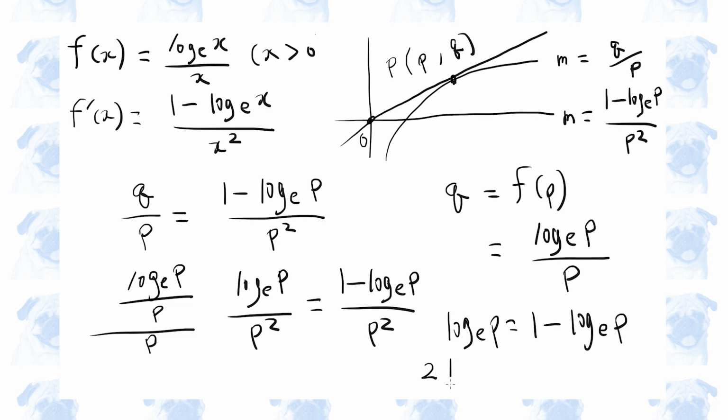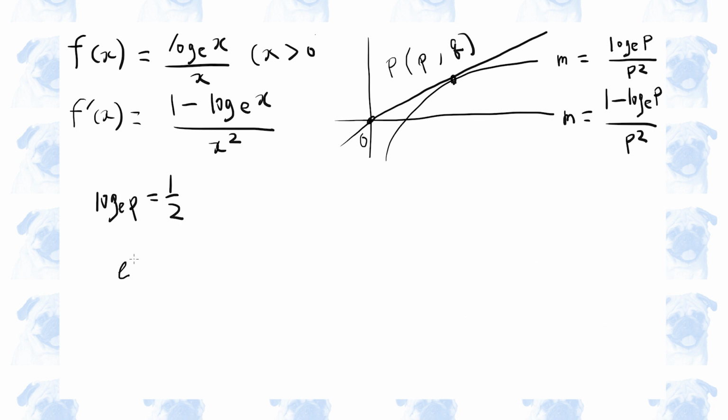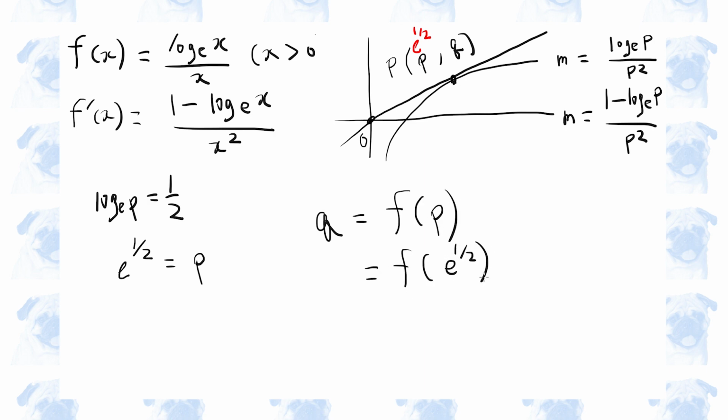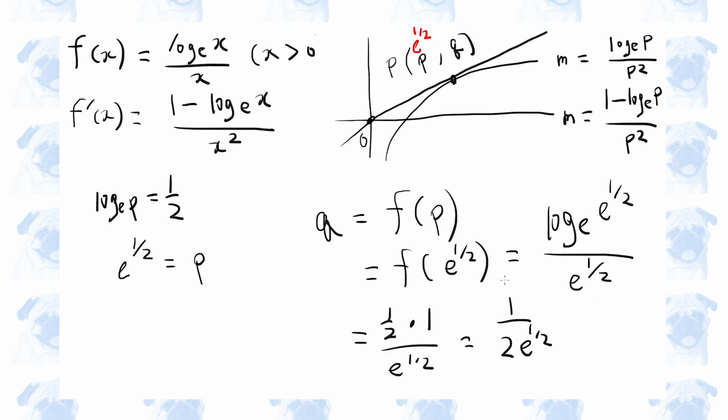So log base e of P is equal to 1 minus log base e of P, meaning 2 times log base e of P is 1. So log base e of P is 1/2. This implies that e to the power of 1/2 is P. So what is Q? Remember, Q is f of P. So f of e to the power of 1/2 is log base e of e to the power of 1/2 over e to the power of 1/2. So Q is 1 over 2 times e to the power of 1/2.